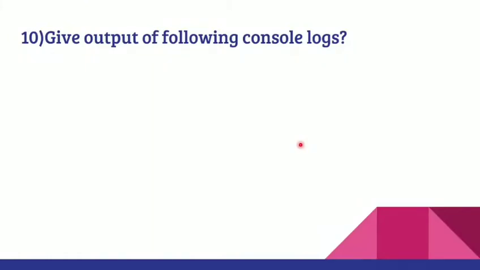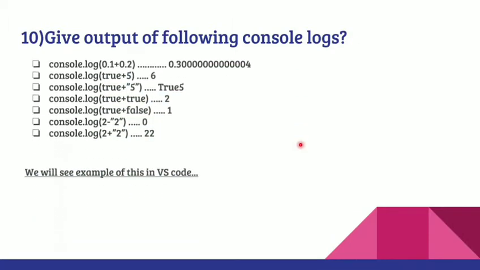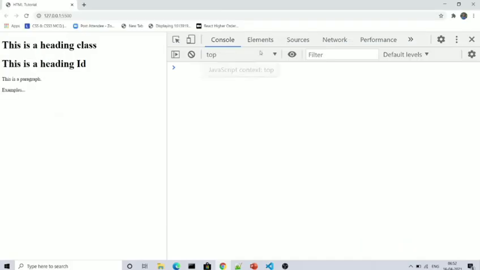Hello everyone. Now we will see some practical questions of console.log statement. So our first question is, what will be the output of 0.1 plus 0.2? As per our expectation, it should be 0.3, but it is not so. The output will be somewhat like this. Let's see in our console.